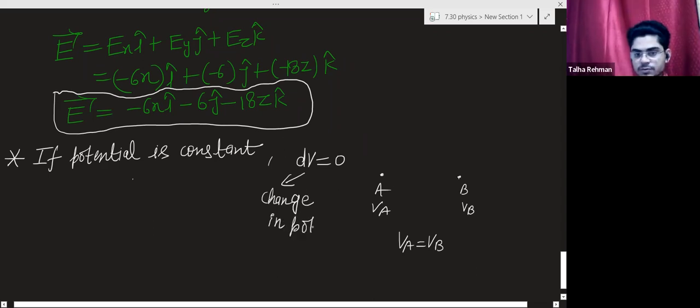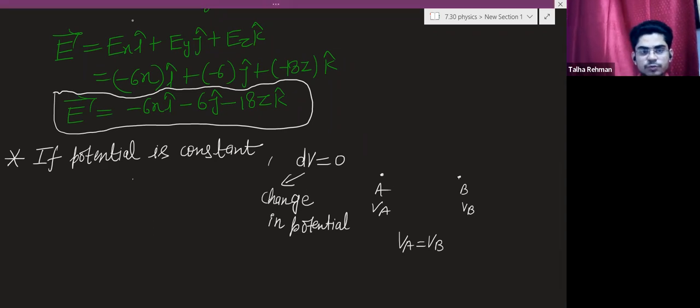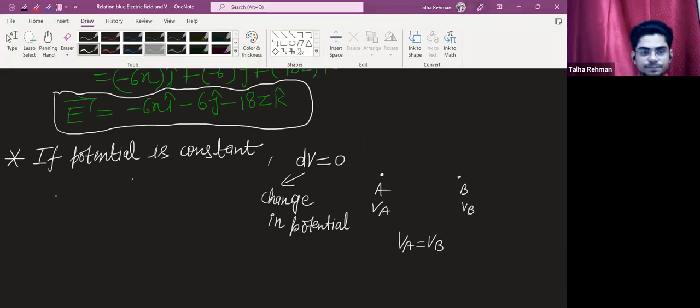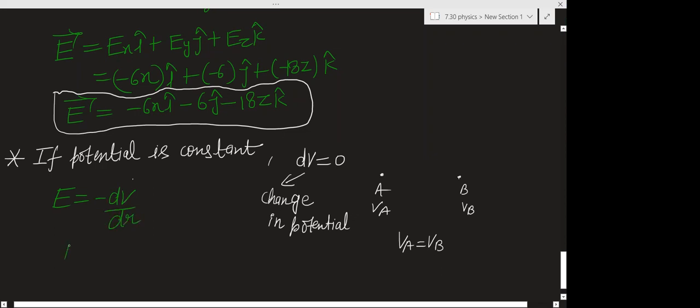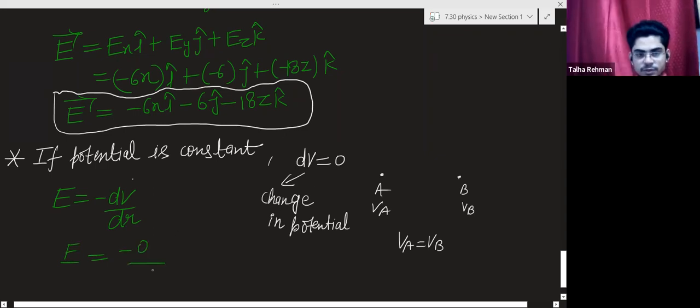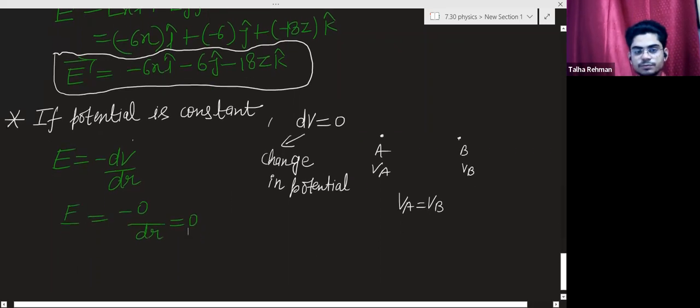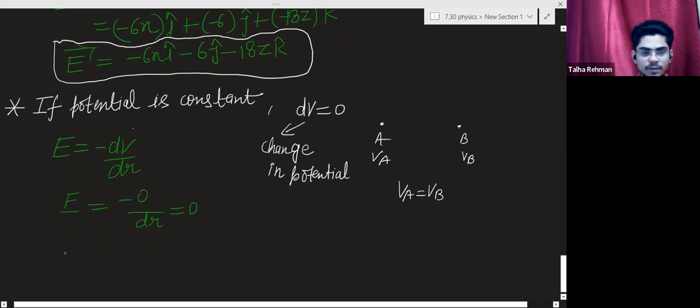We have a formula for calculating the electric field. In the beginning, we have done that: E equals minus dV by dr. So what is the value of dV here? 0. So if the potential is constant, the electric field is 0. So here electric field will be 0.